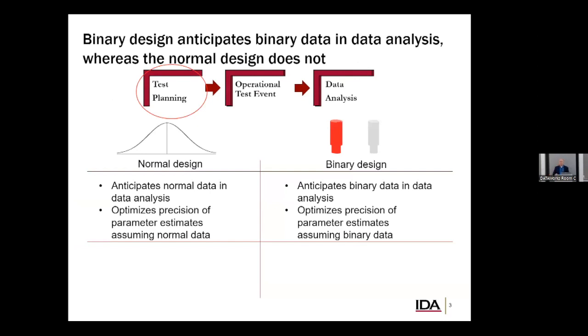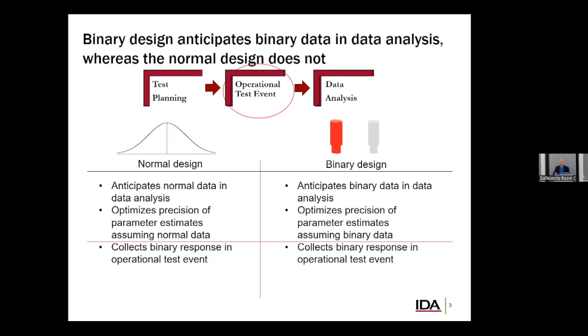So first, when we're comparing these two designs, the normal d-optimal design, as is stated in the name, anticipates normal data in the collection, where the binary d-optimal design anticipates binary data. Both, because they're d-optimal, will optimize the precision of the parameter estimates, but based on either the normal or the binary assumptions, respectively.